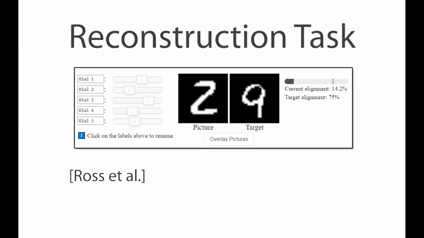In another study by Ross and colleagues, the authors evaluated the interpretability of different generative models. In the study, the authors introduced the reconstruction task, where users were asked to match a picture to a target image by adjusting the sliders on the left. Note that in this example, the sliders didn't carry meaningful labels, which makes it difficult for the user to make informed decisions beforehand. On the right side, the authors displayed the current alignment percentage. However, they found that some participants exclusively focused on this feedback and paid less attention to the other elements of the user interface.